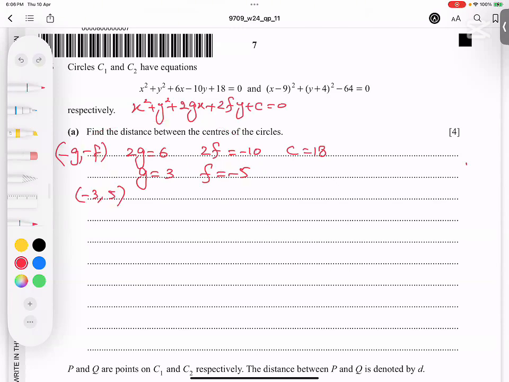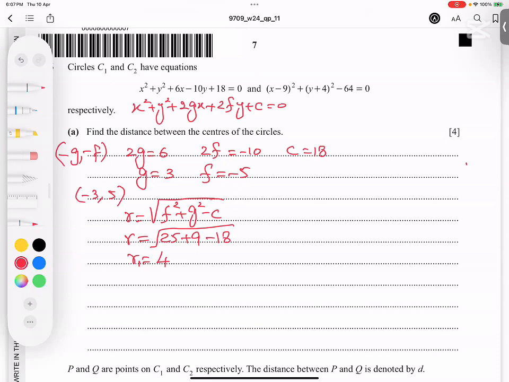And how to find the radius? Radius formula is root of f square plus g square minus c. So f square, if you check it, 25 comes from here, and 3 square 9, and negative 18. So I get the radius from here. 25 plus 9 and minus 18 will give us root 16. And finally, I got 4 as radius. I call it R1.